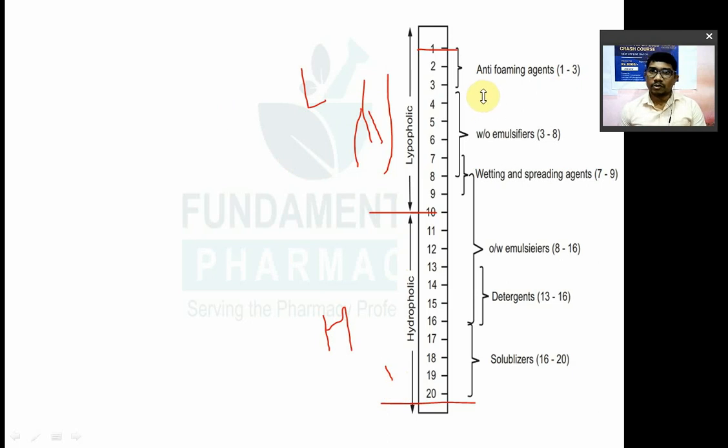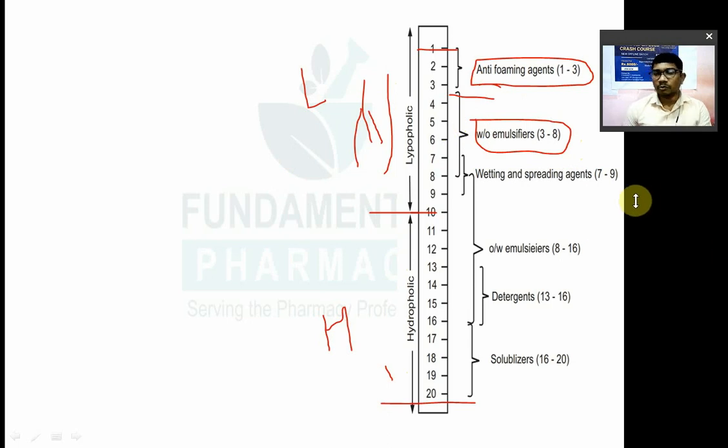What is the HLB value for an antifoaming agent? An antifoaming agent will have an HLB of 1 to 3. Then what is the HLB value for a W/O emulsifier, water in oil emulsifier? 3 to 8. What is the HLB value of wetting agents and spreading agents? Wetting agents and spreading agents help to solubilize the material. They increase the ease of application. The HLB of a wetting agent or spreading agent is 7 to 9.